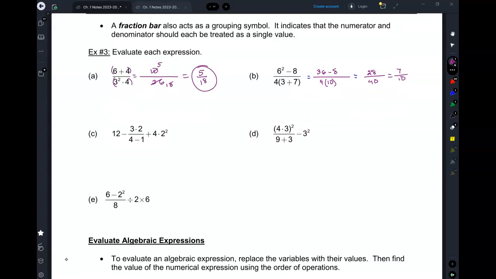I'm going to give you guys like 3 to 4 minutes to do C, D, and E. Okay, let's do it. Okay, maybe I'll race you to it. What do you think?